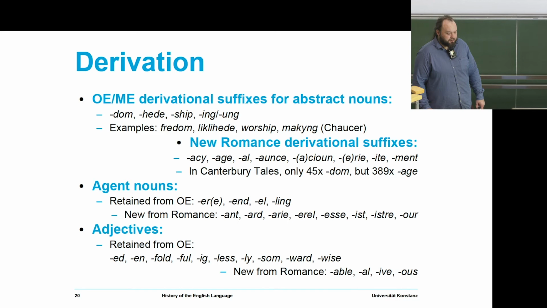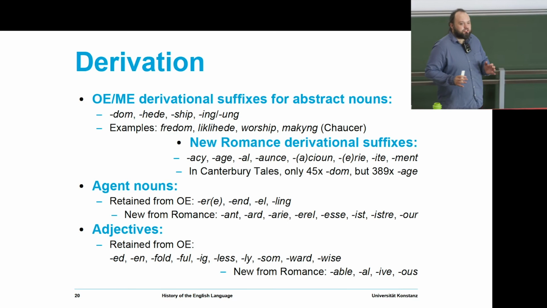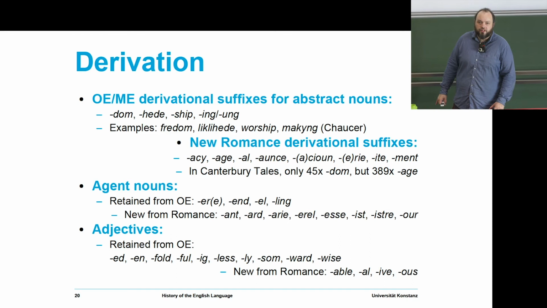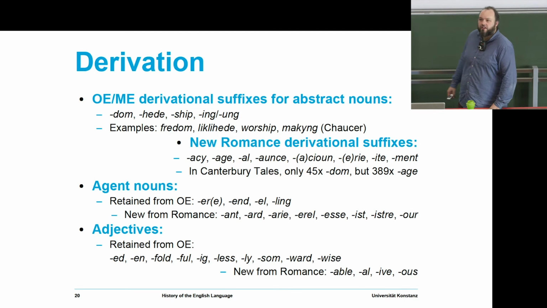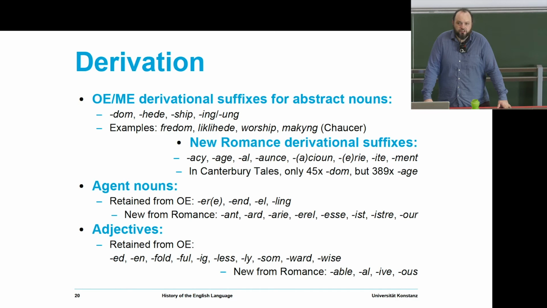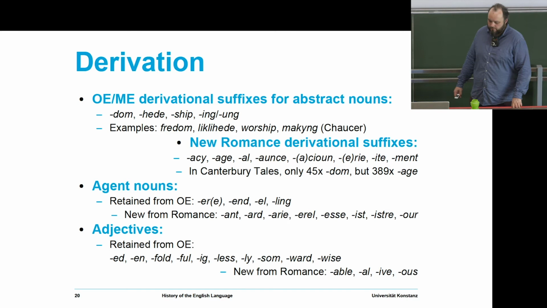As we saw last time, there are some complications. The interesting question is, how productive are they? Do they occur with native stems, with Germanic stems, or are they only in borrowed words? And the answer is, in the earliest uses, they only occur in French borrowings, and in the later uses, we start to see them also being used with other kinds of stem as well. And it's the same story with agent nouns and the same story with adjectives.